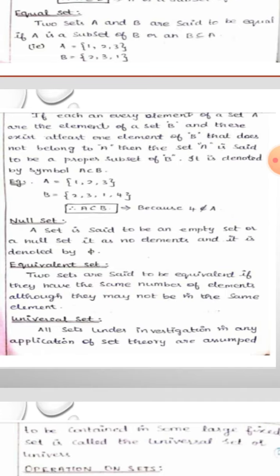Next definition is equal sets. Two sets, capital A and B, are said to be equal if A is a subset of B and B is a subset of A. That is, A is equal to {1, 2, 3} and B is equal to {2, 3, 1}. So both the sets are equal, therefore they are called equal sets. Next slide.